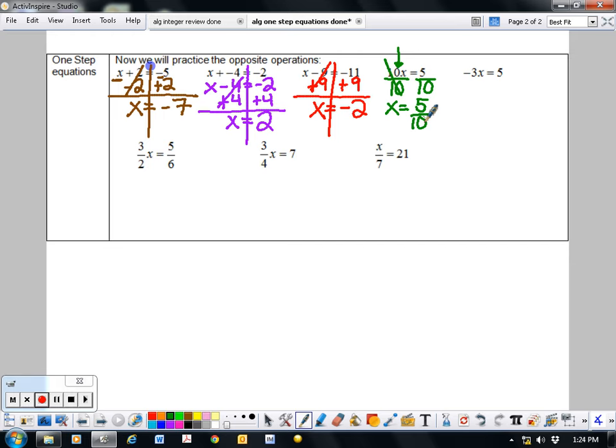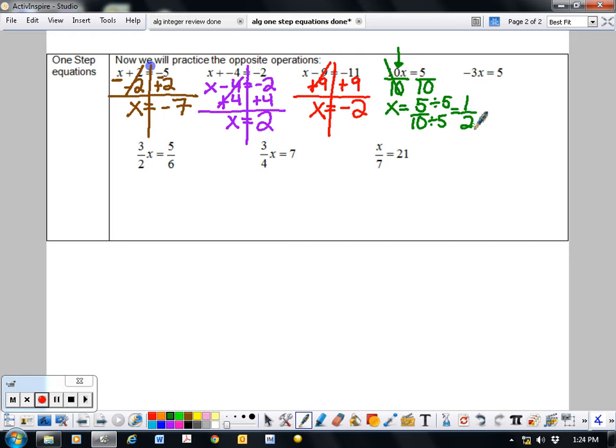So at this point, we have 2 options. We can actually simplify the fraction. And I can find what I can divide top and bottom by to get my answer. So I could divide both of these by 5. And 5 divided by 5 is 1. 10 divided by 5 is 2. I get an answer of 1/2.